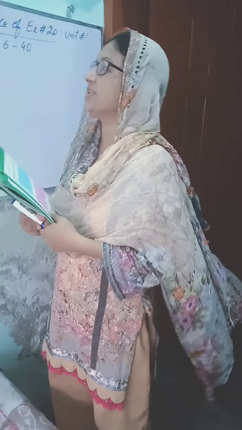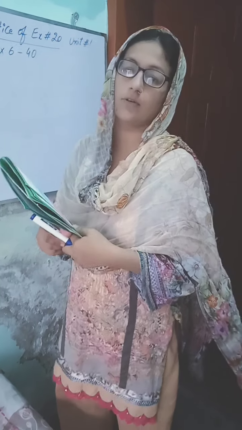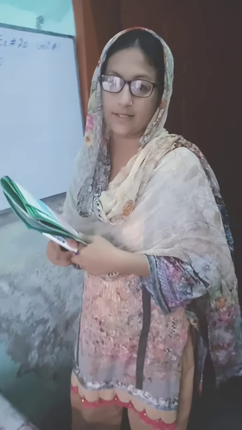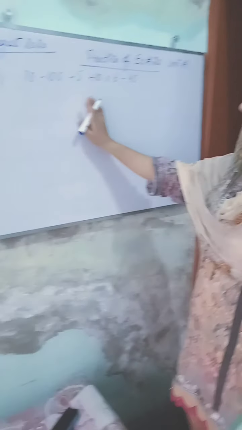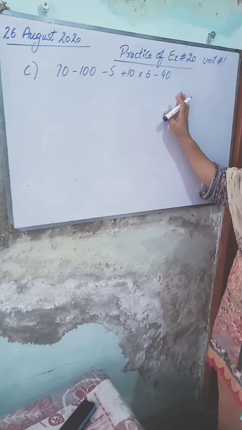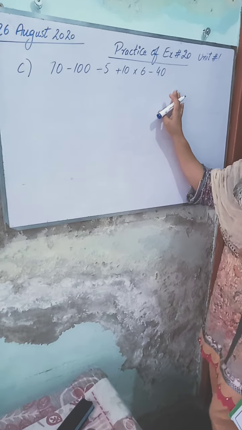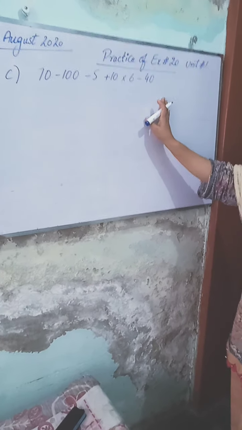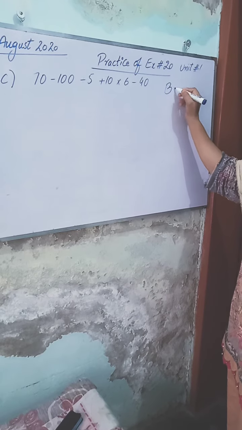Students, today we will practice our board math rule, and we will practice question number C of exercise number 20. Now look at this question, students. This is the third question of this exercise. How will we solve it? There are many equations given to us, and we will solve it according to the board math rule.